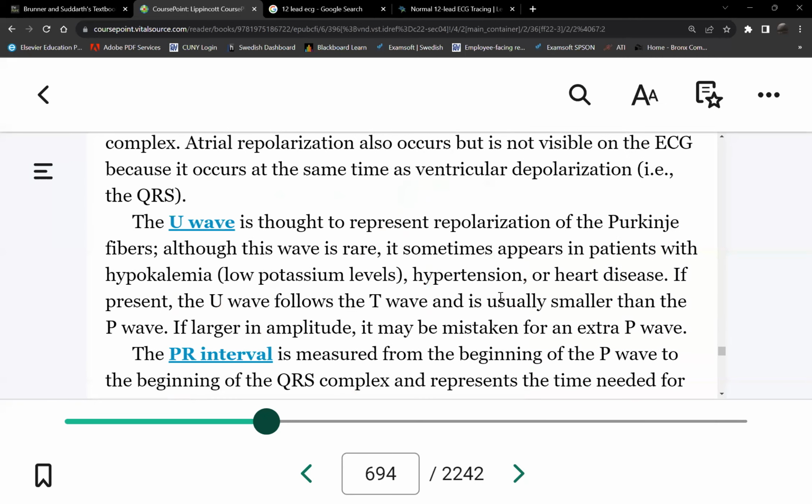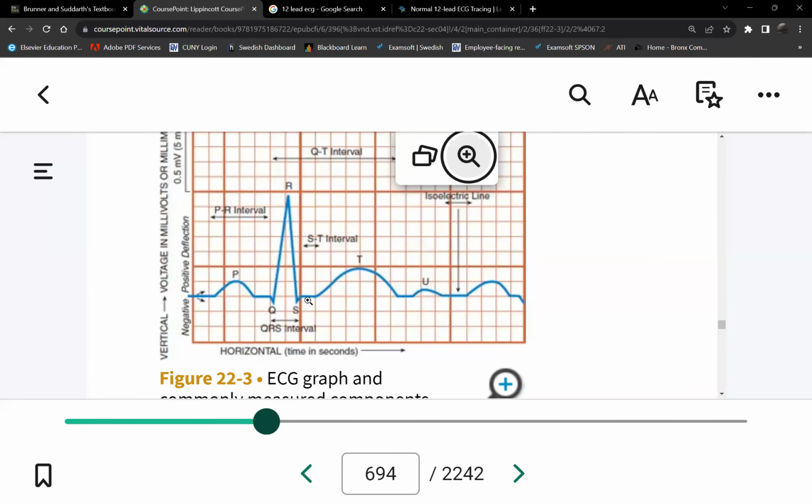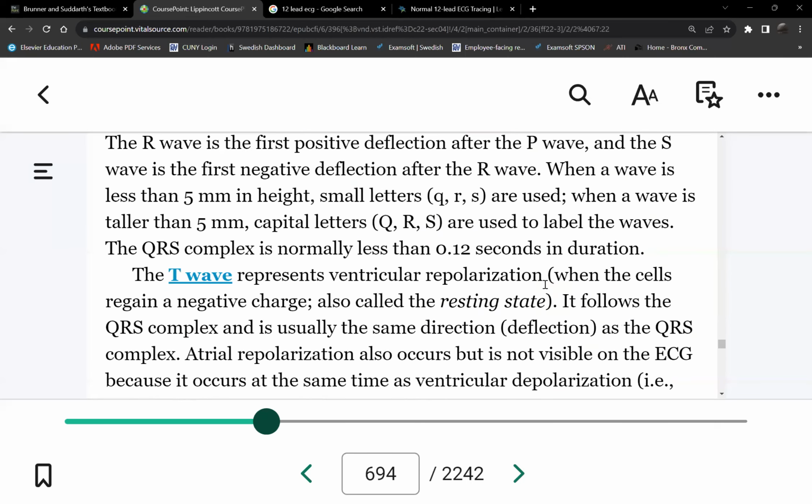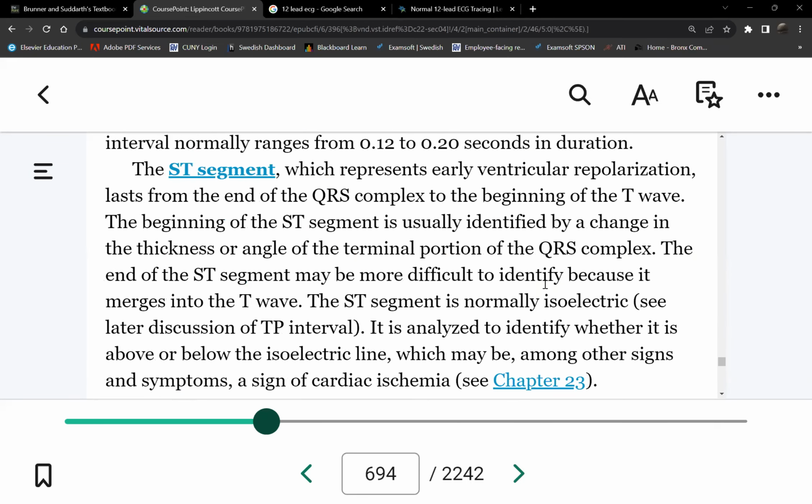Let's go now to the next wave, which is the ST segment. This short segment here, S to T. What does the ST segment represent? Ms. Peguero?